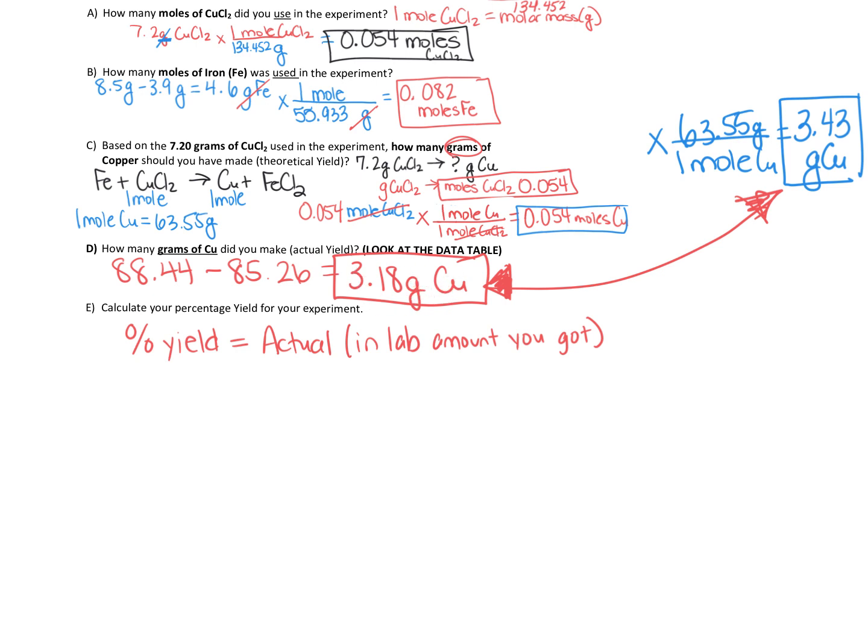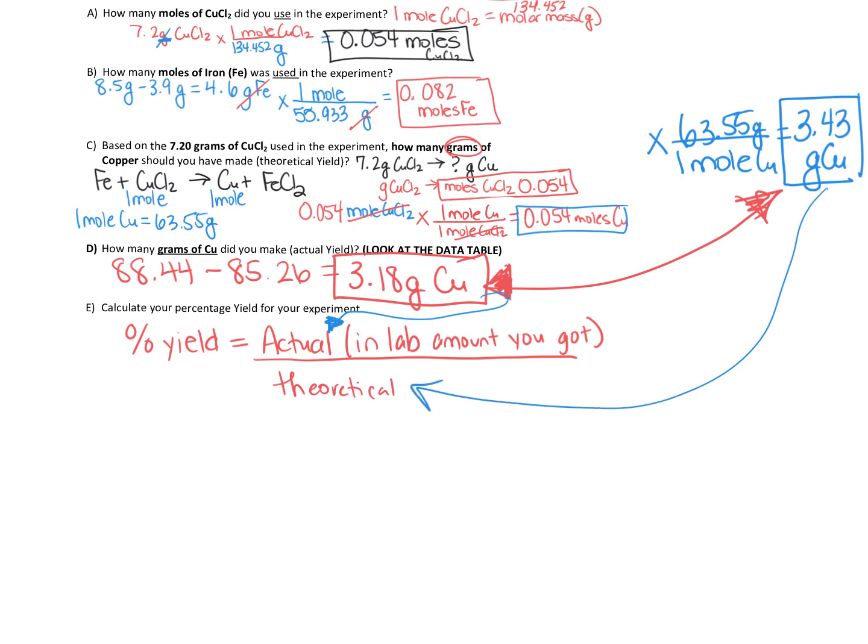And what we do to calculate percentage yield is we divide it by the theoretical amount, or the amount that we should have gotten based on calculations. So theoretically, how many grams should we have gotten? We calculated 0.054 moles, which we calculated would be 3.43 grams. So 3.18 grams is going to be our actual amount right here, and the theoretical amount is the amount we calculated that we should have gotten.